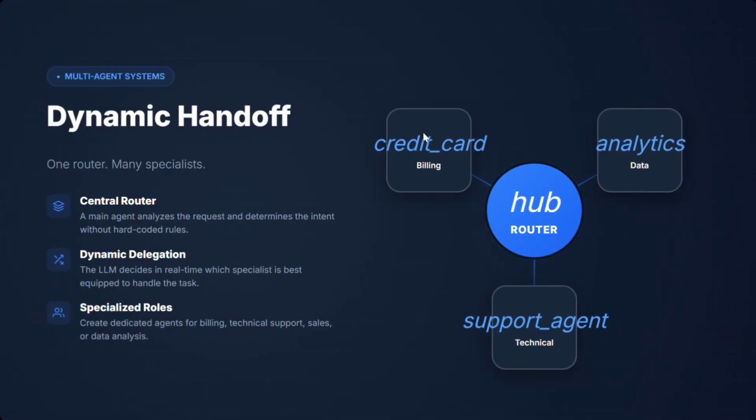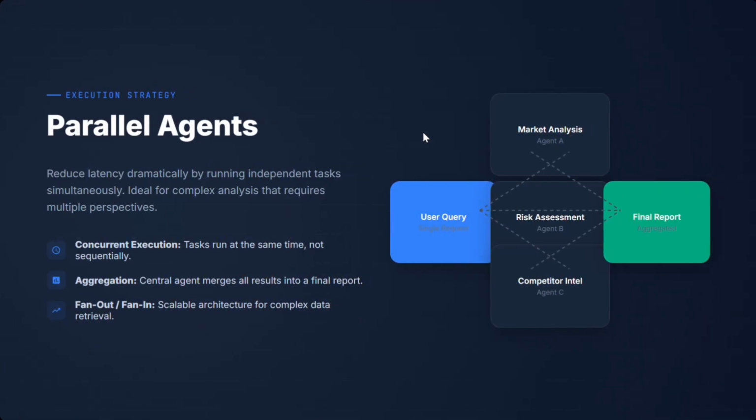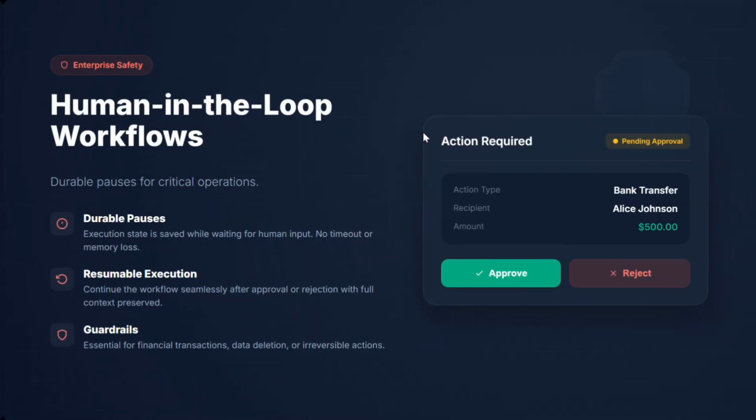Everything would be visible to you in the UI. Sequential pipelines can run: research, write, edit. Parallel agents can also run. This is a very important thing. Tasks run at the same time, not sequentially. These are the things that Agentspan provides you. It's a runtime, as I mentioned earlier.